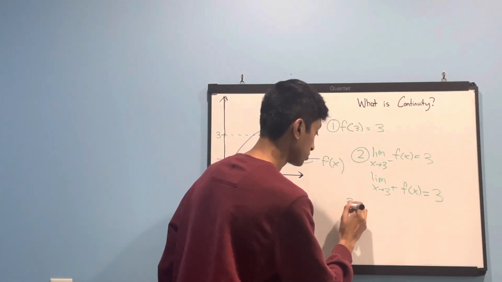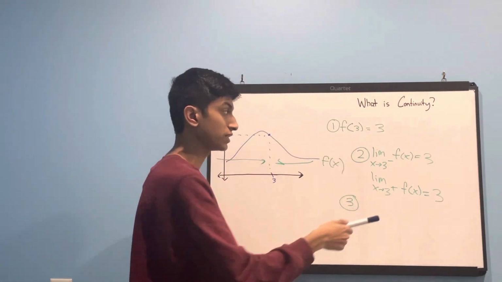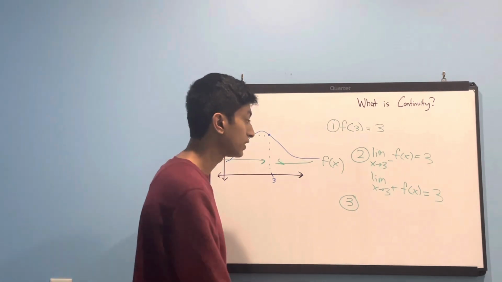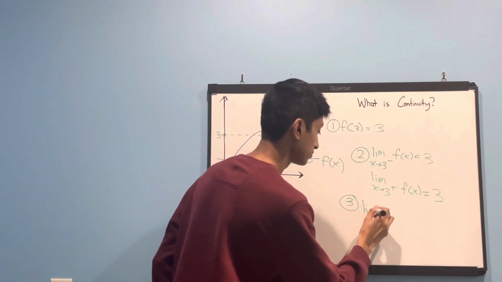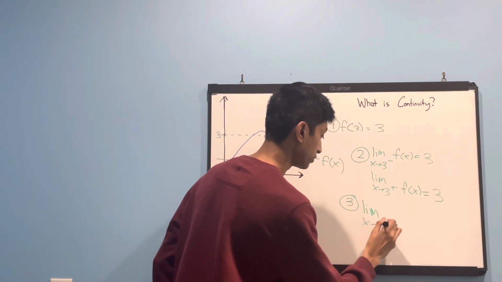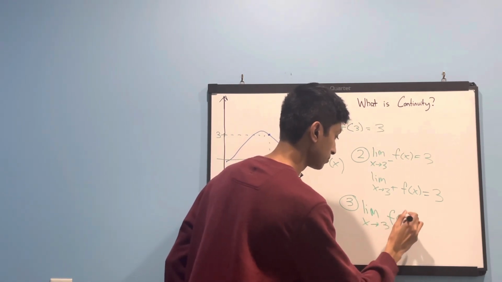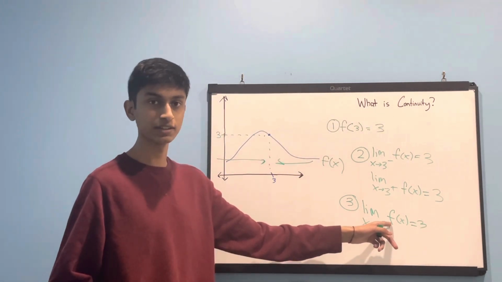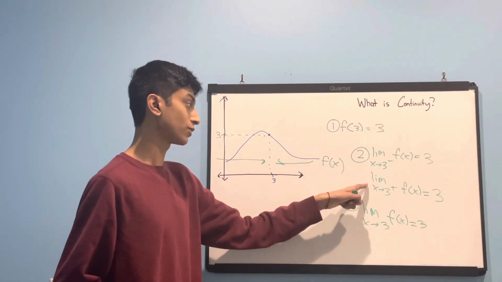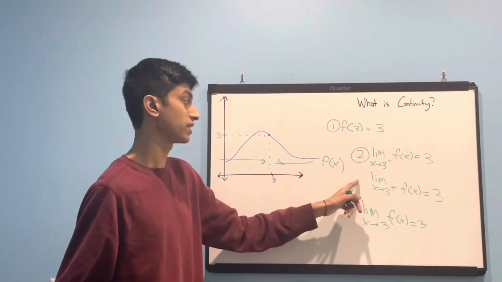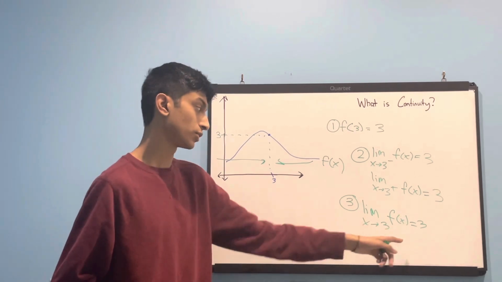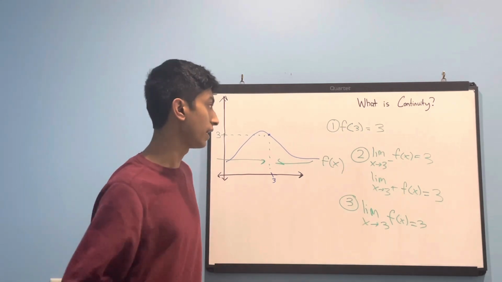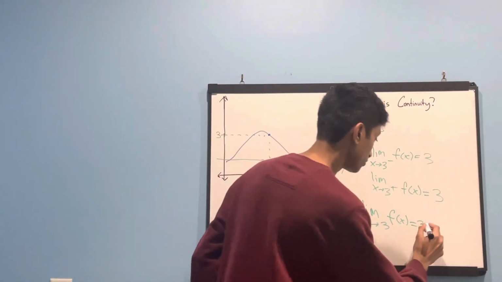Our third step is setting these values equal to each other. Since the left and the right limit are the same, we can now write the limit plainly, as x approaches 3 of f of x equals 3. I didn't put a minus sign or a plus sign here because the left and the right limit are the same. If they were not the same, I couldn't even write this. And now we just put f of 3.